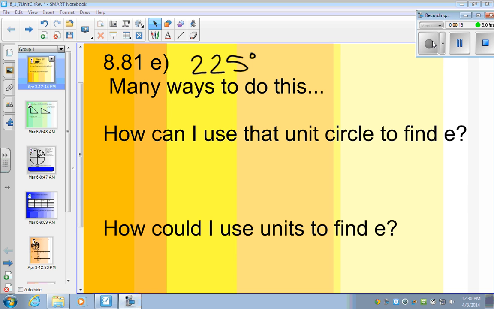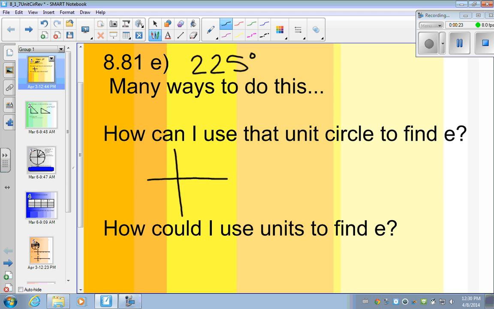So one thing we could do to find 225 degrees is we could look at a unit circle, or I don't care if it's a unit, a circle. We can think about where is 225 degrees. Since it's given to me in degrees, well, I know some of those, but I don't know 225. How can I find out where 225 is?